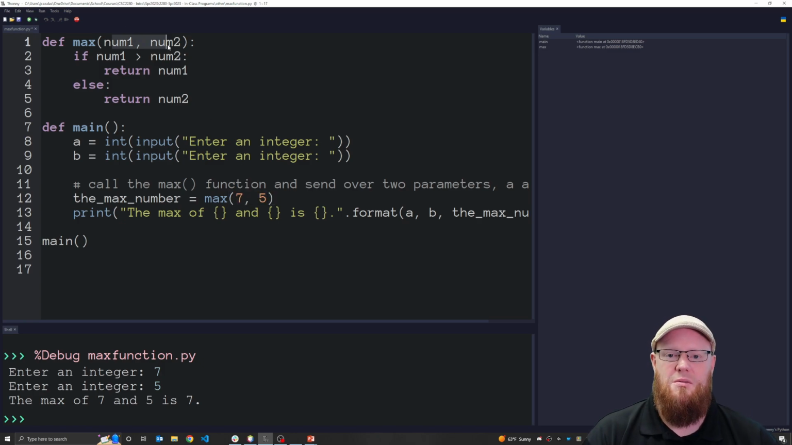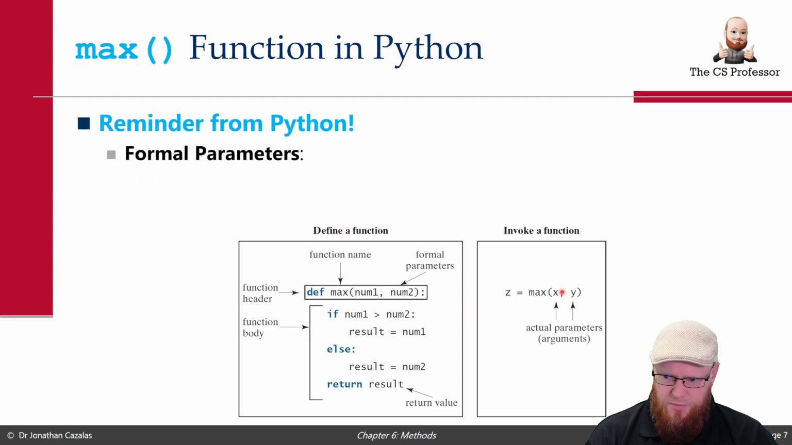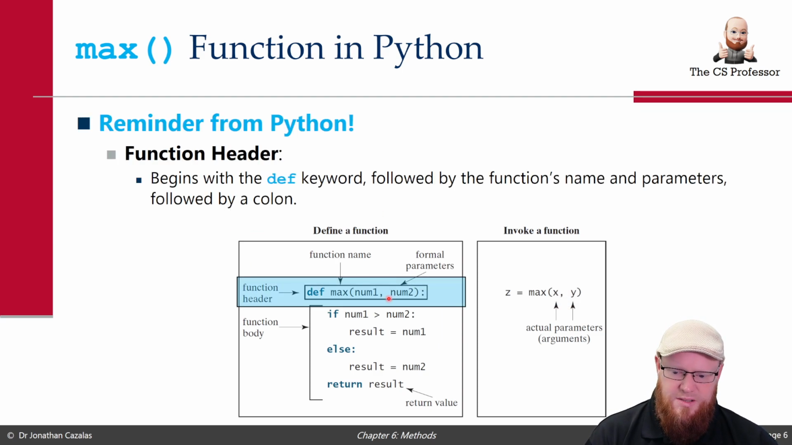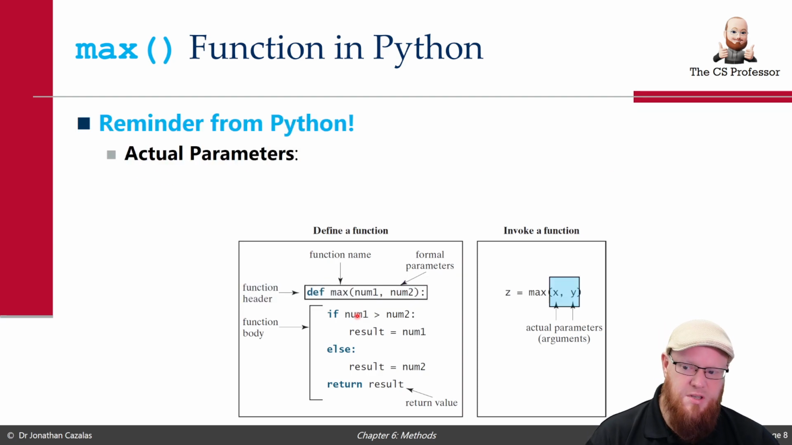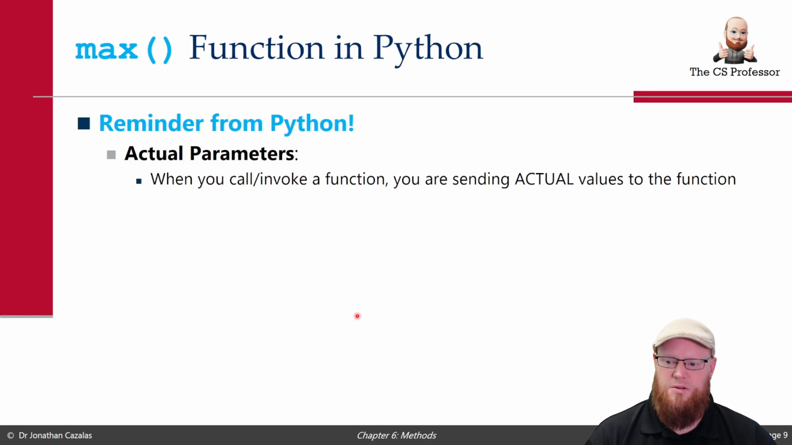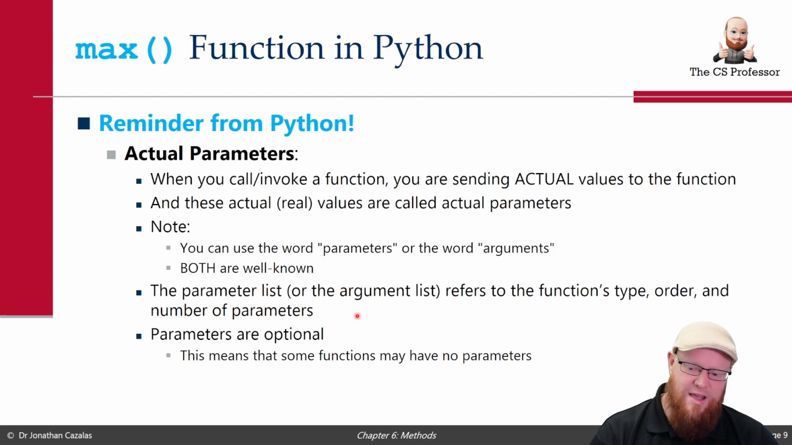But until you put them there, and these are more officially known as formal parameters, whereas here we have the actual parameters. And then one more time, the entire thing here is the function header. The define, the name of the function, and then the list of 0 or more formal parameters. And here, once again, are the actual parameters. So actual parameters, those are the actual values.